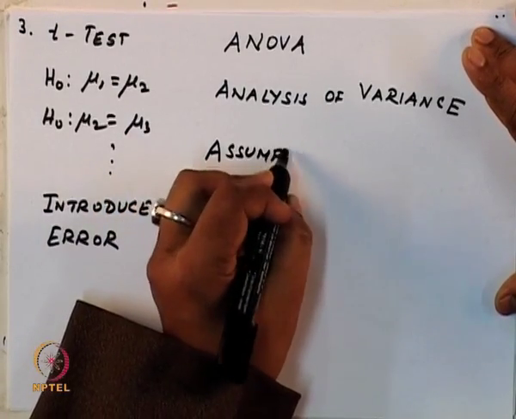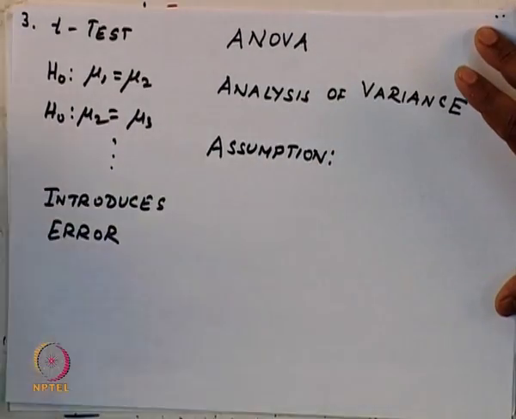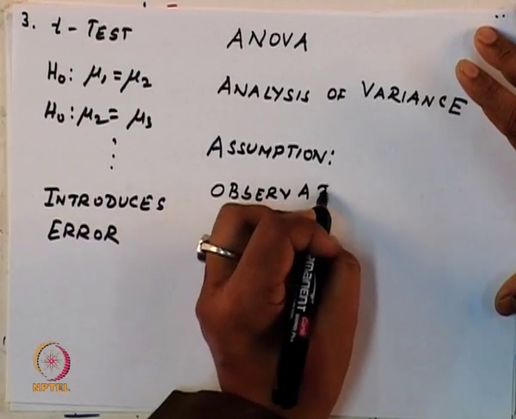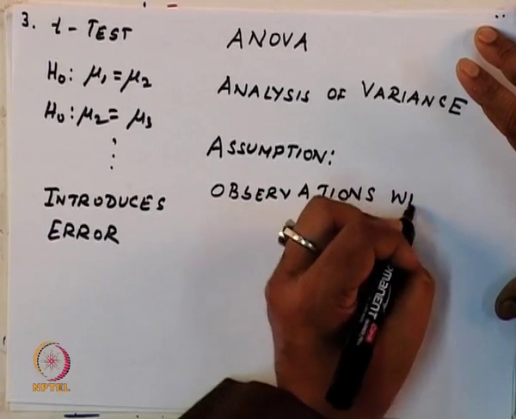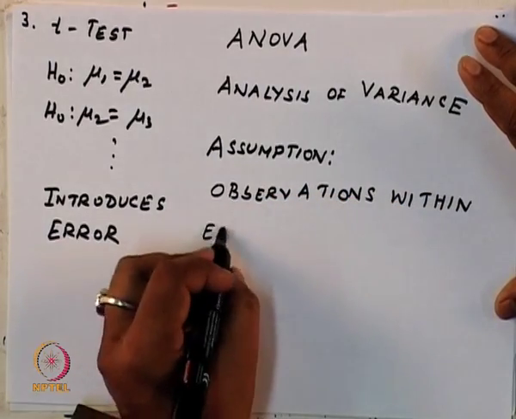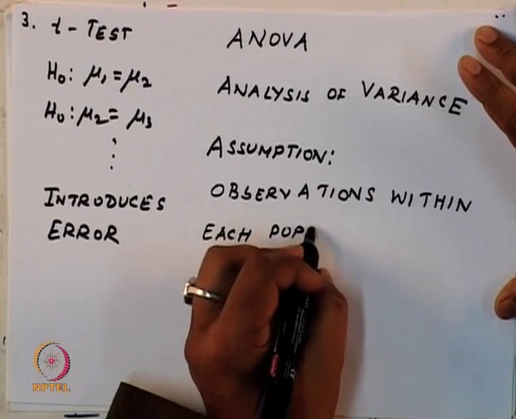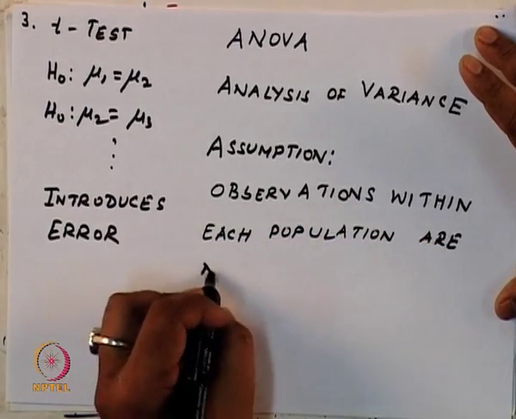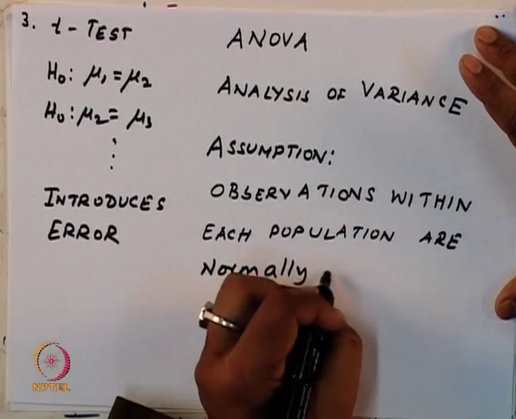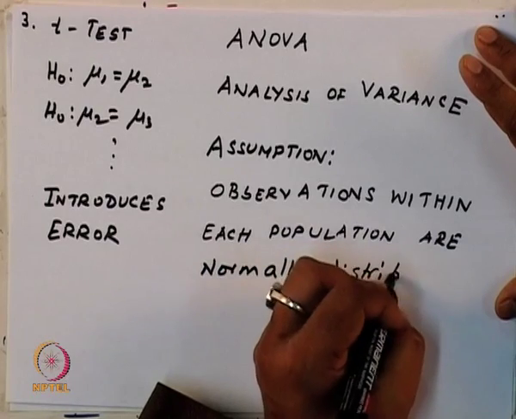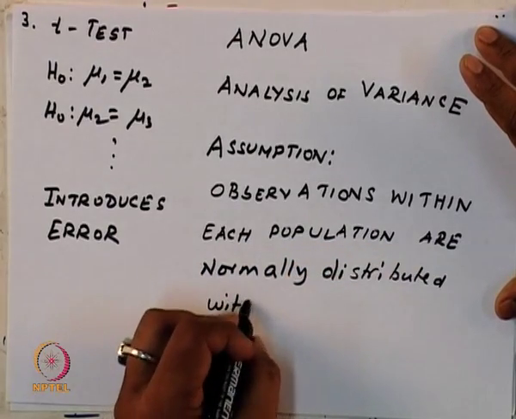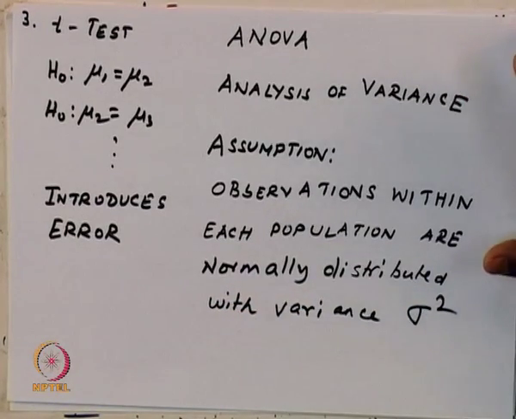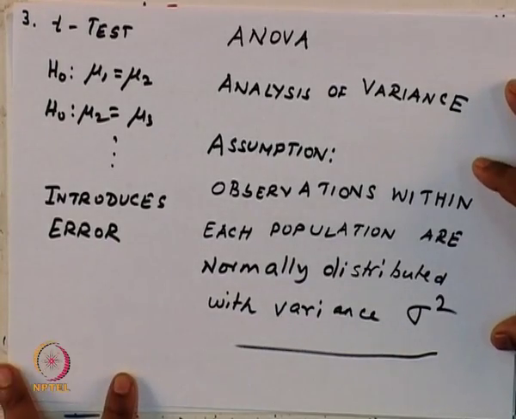So, the primary assumption of this approach is that the observations within each population are normally distributed with variance sigma square. So, essentially the variance for each population is the same.